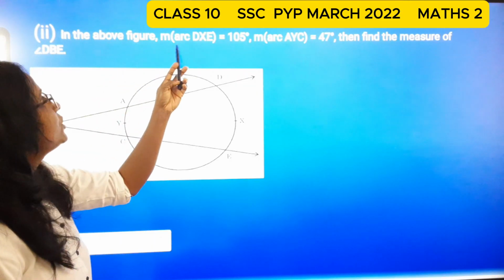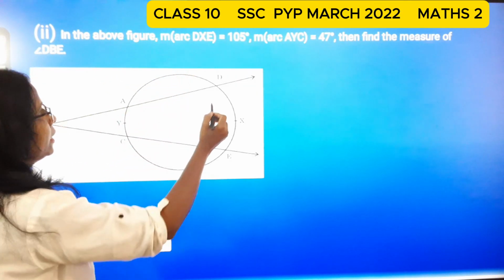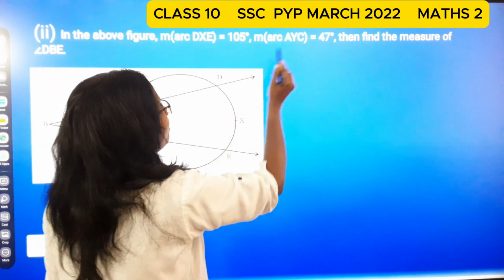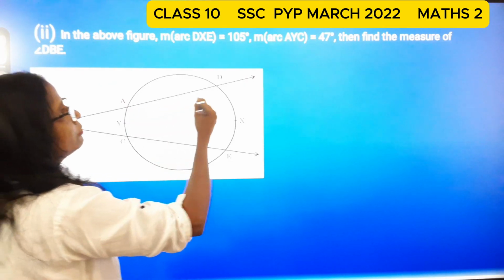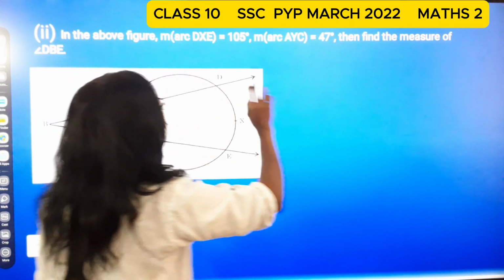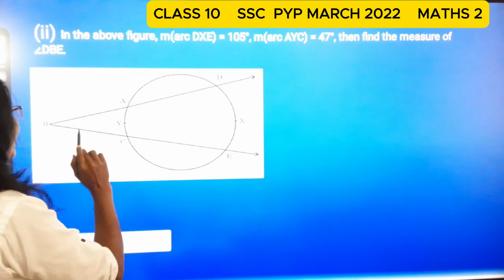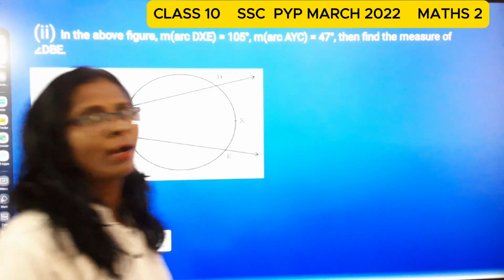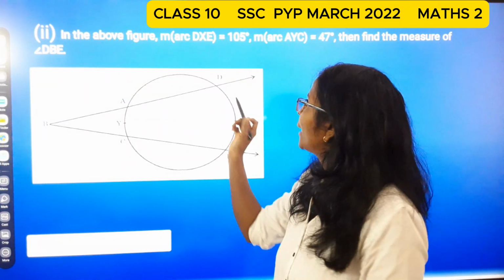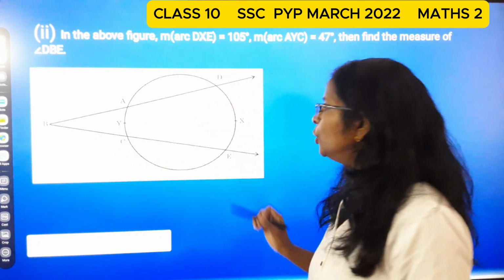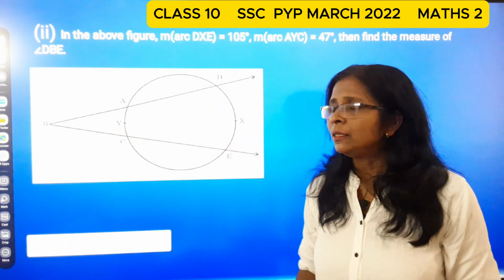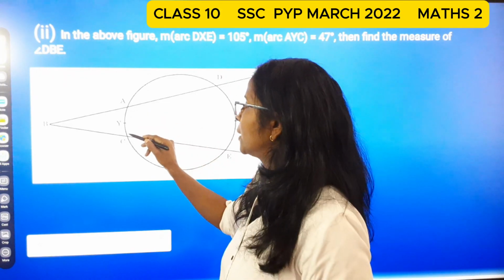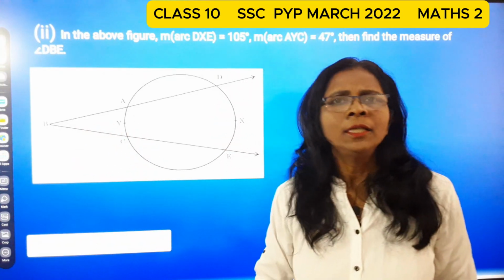In the figure, measure of arc DXE is equal to 105 degrees, and measure of arc AYC is equal to 47 degrees. Then find the measure of angle DBE. Students, observe this figure carefully: these two arcs are given and we have to calculate the angle.